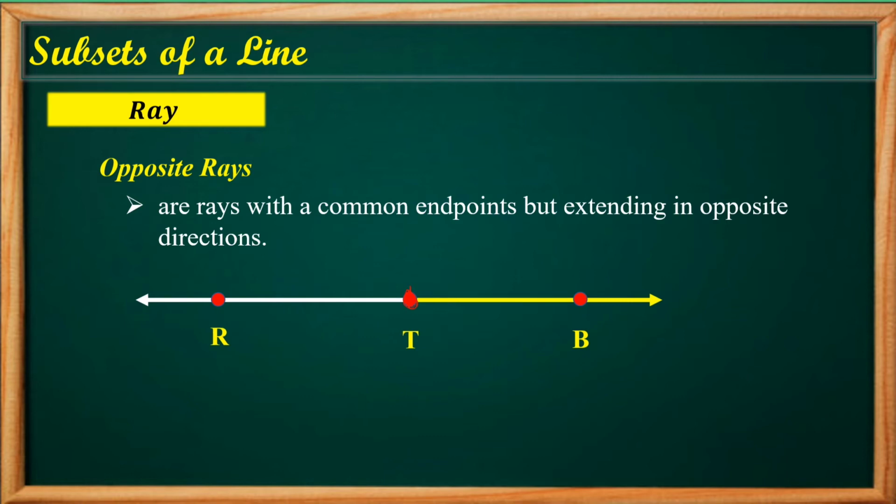The first ray we have, that point T, that is their common endpoint. That is point T. Now, the first ray that we have is ray TB. And the second ray, which is ray TR. Okay. Now, TB going right and TR going left. Okay? That is the opposite direction.